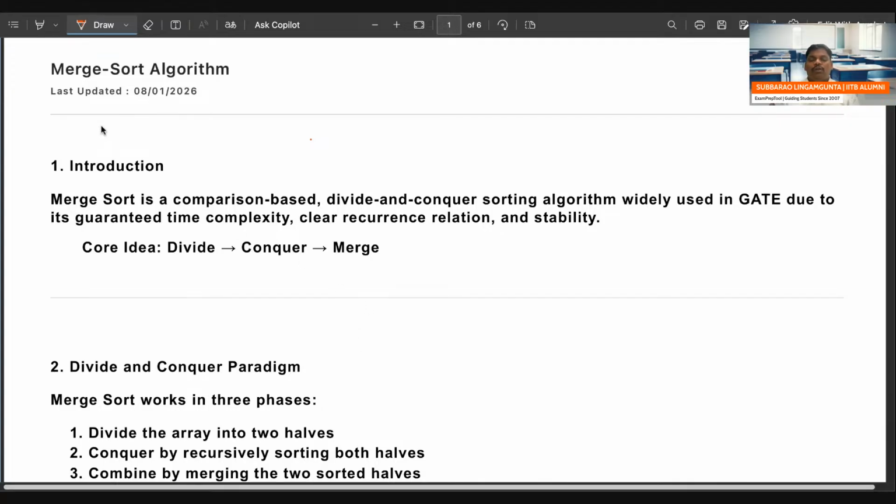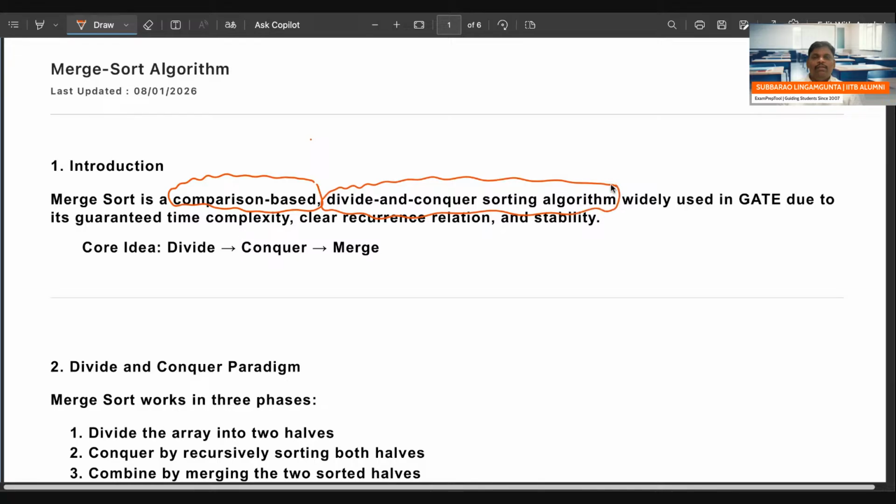To sort the given array, one way is merge sort. While sorting, you sort by comparing elements, so it is a comparison based sorting algorithm. And one more thing: while doing merge sort, you will do the division. I have one array, and I will divide it. So it is a divide and conquer sorting algorithm.